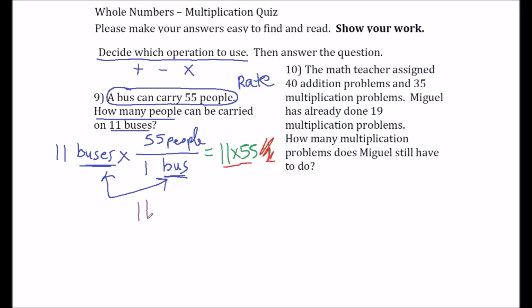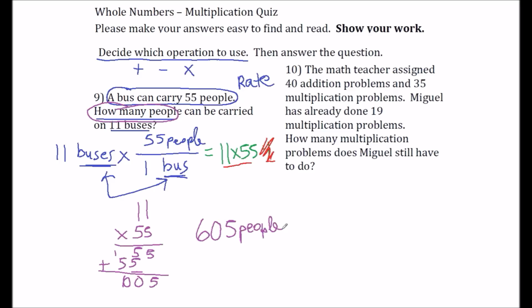11 times 55. So 5 times 1 is 5, and 5 times 1 is 5. And then come into this 5, put a 0 here, put an X or leave it blank, but start here when you come to the second 5. 5 times 1 is going to be 5, and 5 times the other one is going to be another 5. And then we add 5 plus 0, or 5 with nothing is 5. In the middle, 5 plus 5 is 10. You got a 1 to carry, and 1 plus 5 gives you 6. So final answer here, 605. And what were the units? It was how many people. So that is 605 people. Final answer there.